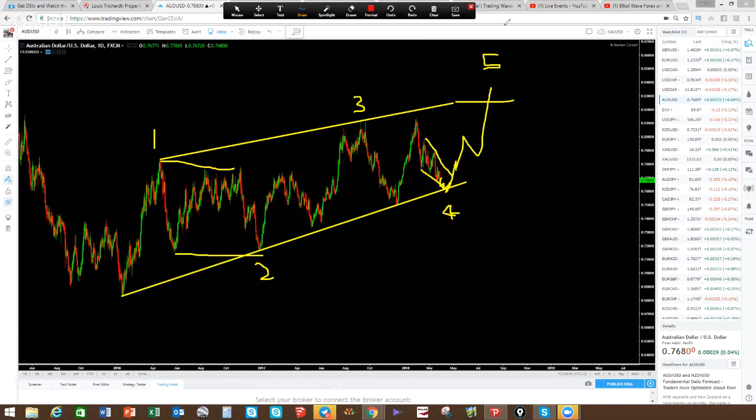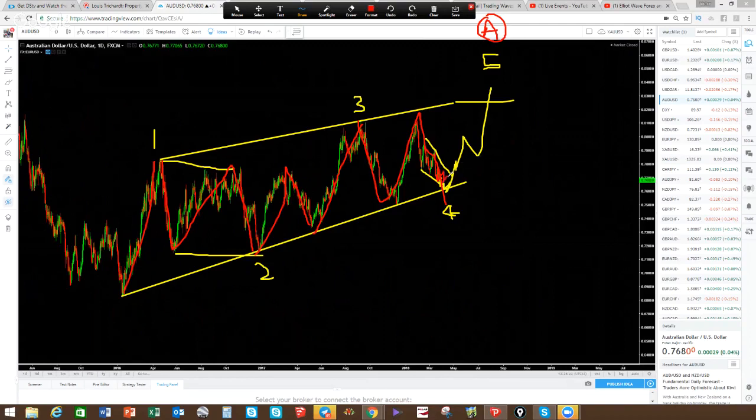diagonal, possibly this is a leading diagonal in wave A. You can see that the one starts with an impulse, and the rest are 3-wave structures, which is allowed. We allow this within diagonals. The 4 is in 3 waves. 1, 2, 3, 1, 2, 3, 1, 2, 3. This is allowed on a leading diagonal. Complies with all the rules, textbook stuff.